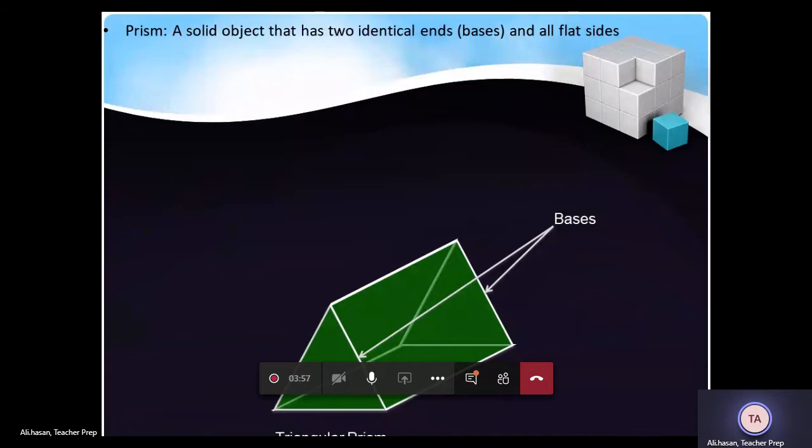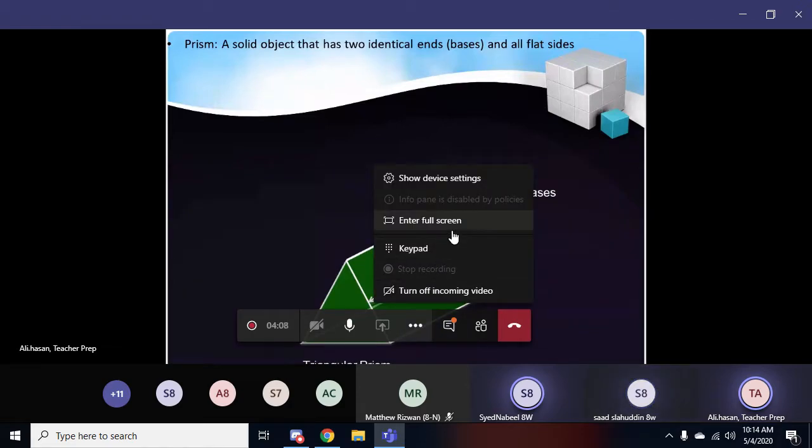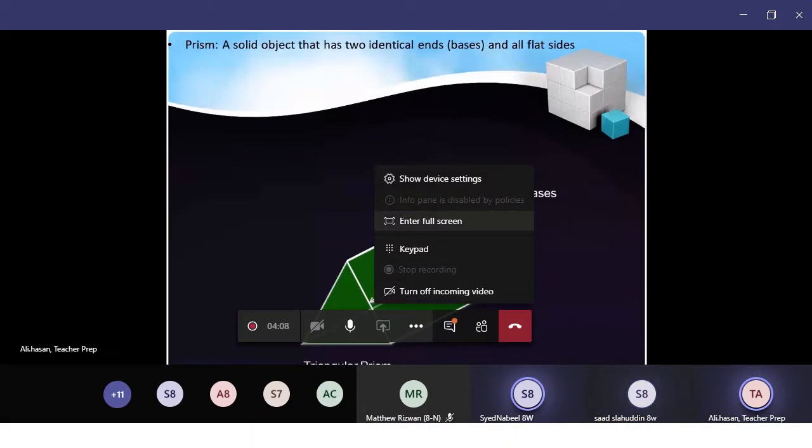I want you people to just pay attention to the definition of prism, because once you accept this definition, inshallah you will never face problems in the upcoming problems in finding the volume and surface area of the different sort of prisms. See, prism. It says a solid object that has two identical ends, and in the brackets we say the ends as bases, and flat sides. Did you understand this? Bases, and height.